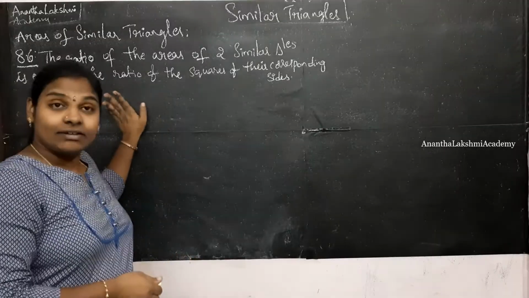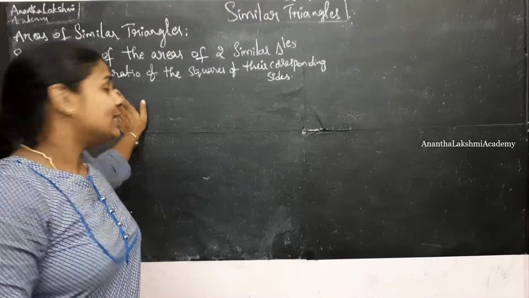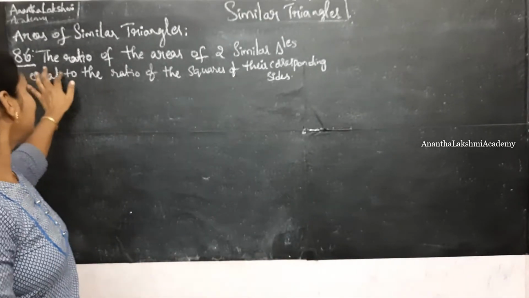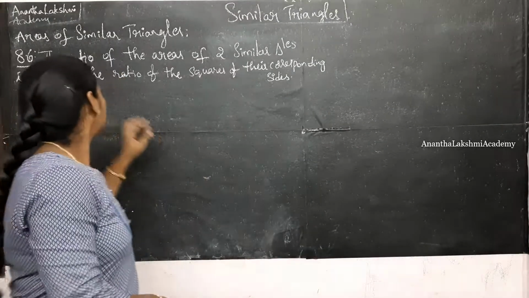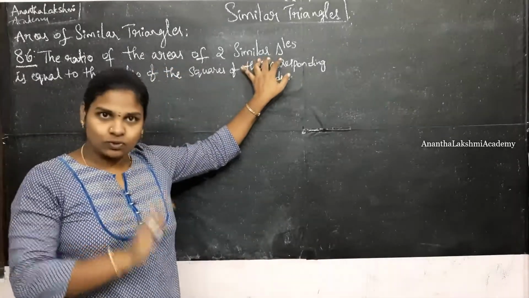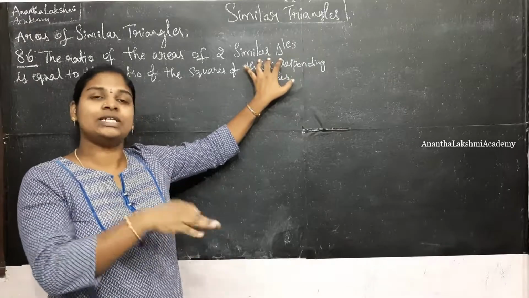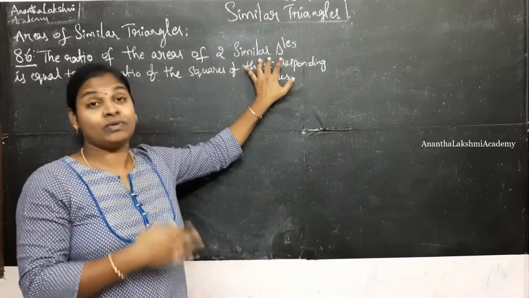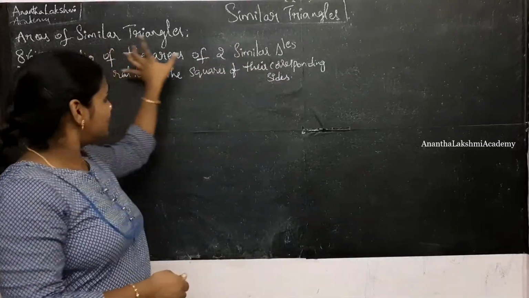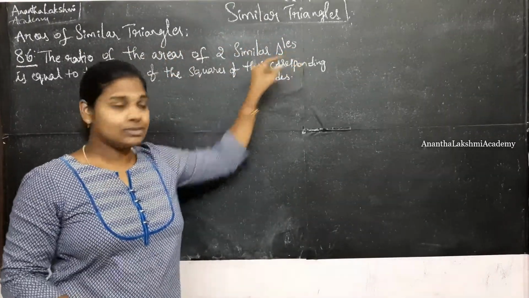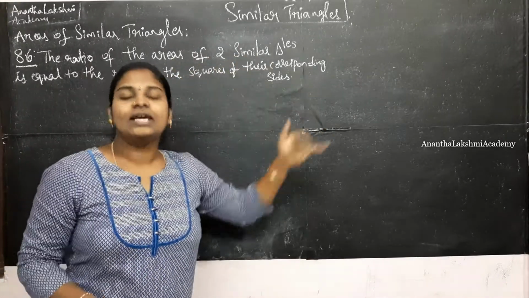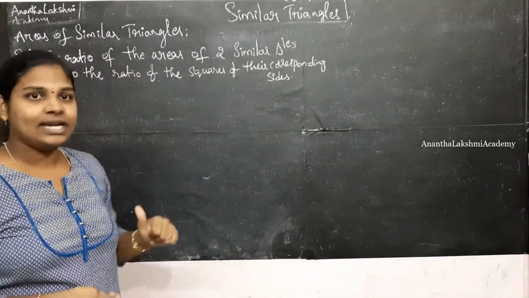We have the theorem already written on the board. This is theorem number 8.6 in your textbook. Let me read out the theorem for you. As I have told you, this is a theorem which will let us know how to figure out the areas of triangles. It states that the ratio of the areas of two similar triangles is equal to the ratio of the squares of their corresponding sides.